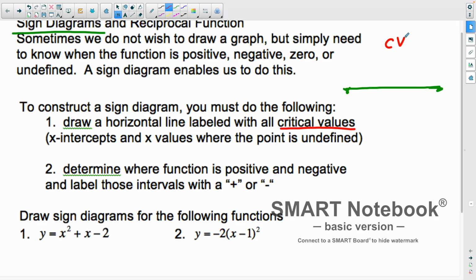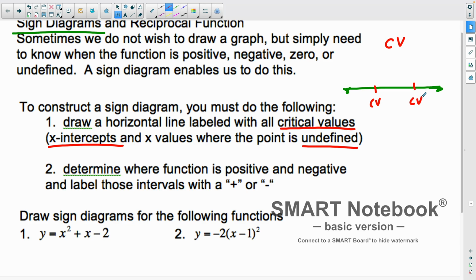One type of critical value is x-intercepts, or roots or zeros. That's one type. There's another type of critical value where the graph is undefined. That's the second type. So we have two types of critical values: x-intercepts and where it's undefined. What we'll do is find those critical values and put them on our number line, wherever they fall, whatever numbers they are.